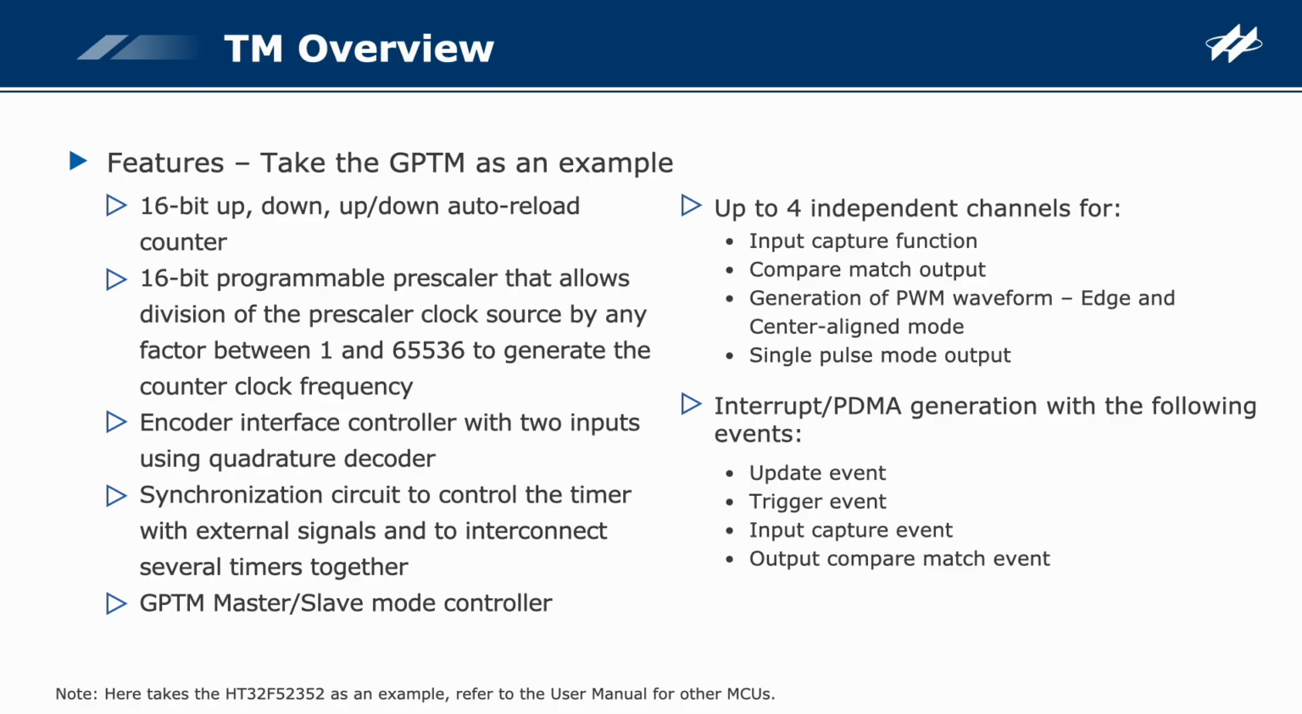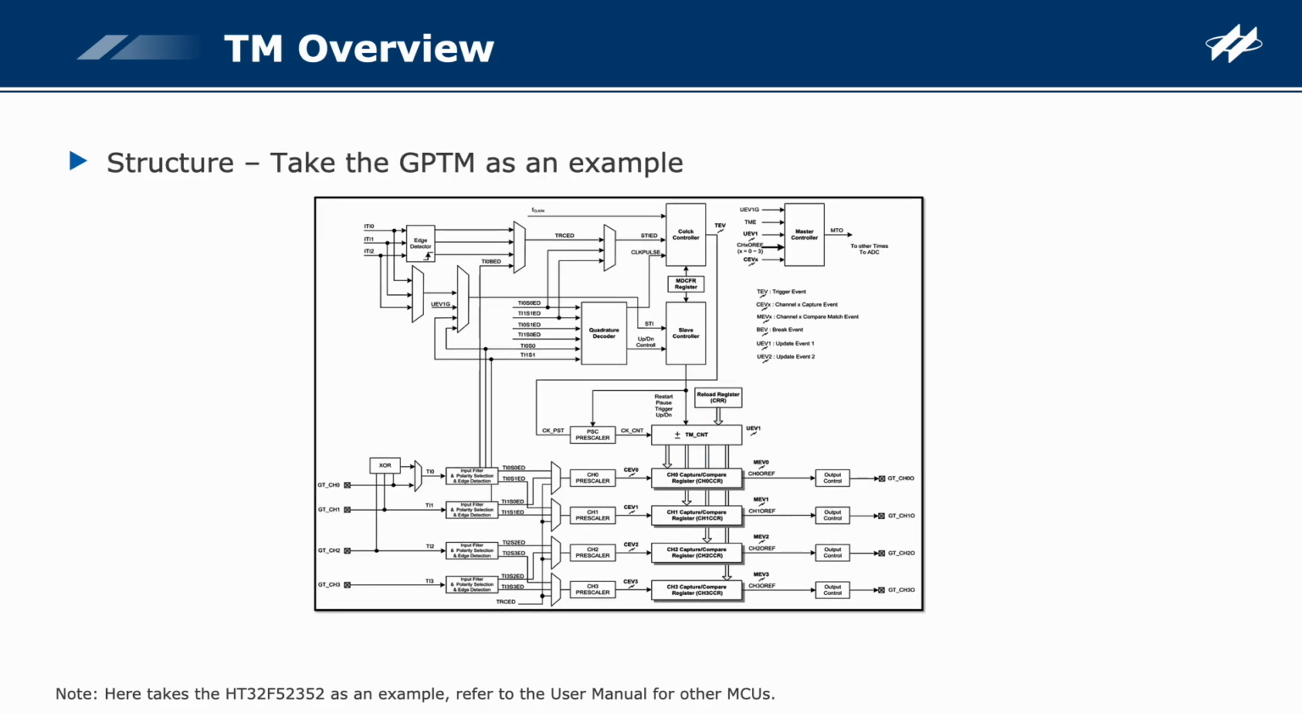For the MCTM, in addition to these features, it has a repetition counter, a break function, and a complementary output function. The timer structure can generally be divided into 5 parts: the clock source, the count control, the input control, the output control, and the capture or compare register. Some timers, such as the PWM, do not have the input control and capture register. They only have the compare register.